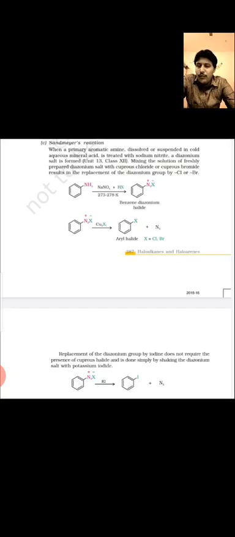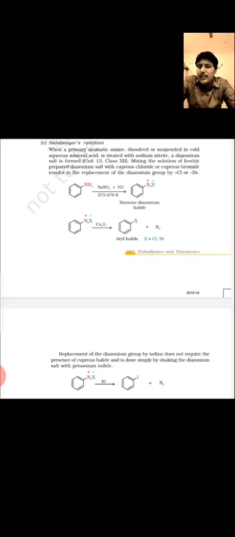Now what is the statement? When primary aromatic amine is treated with NaNO2, that is sodium nitrite, and halogen acid, it gives benzene diazonium halide, that is called diazonium salt. And this method is also called diazotization. Now for Sandmeyer reaction, this diazonium salt is treated with cuprous chloride or bromide to give aryl halide, especially chloride or bromide, and nitrogen as a byproduct, right?